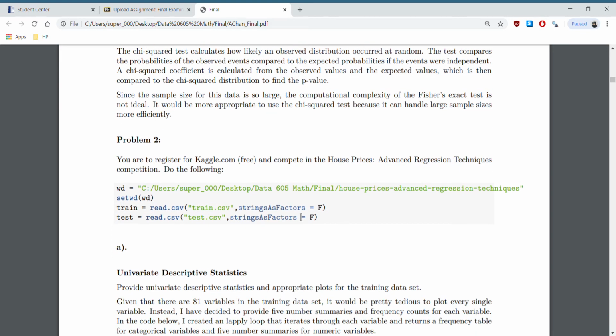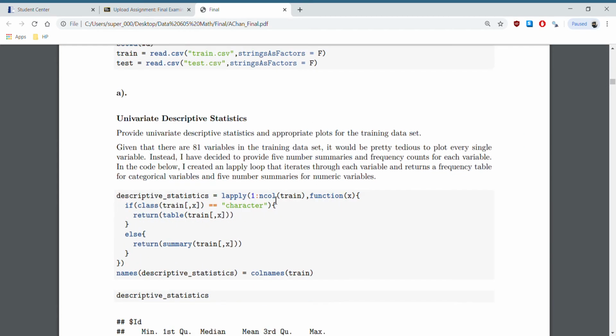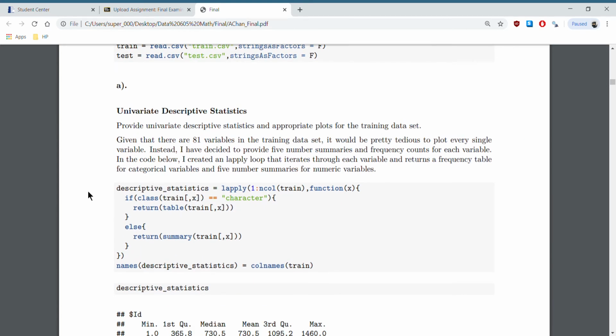So problem 2, the Kaggle regression techniques. The first thing I did here was just load them from my working directory, and then load the train and the test set. This first question asked me to provide the univariate descriptive statistics and appropriate plots for the data set. There were 81 variables in this data set, so I didn't want to plot all of them, as that would really clutter the PDF.